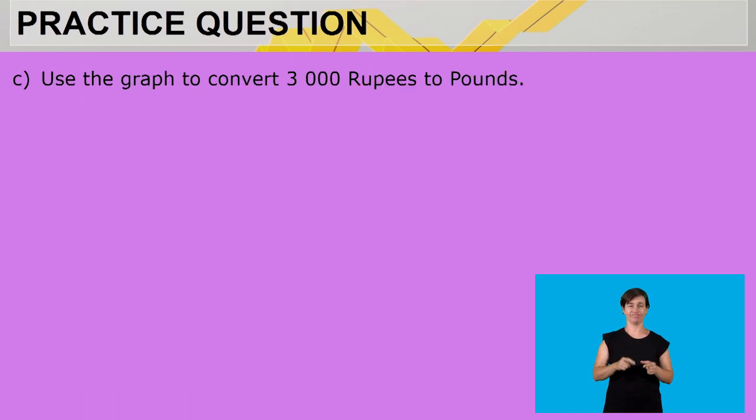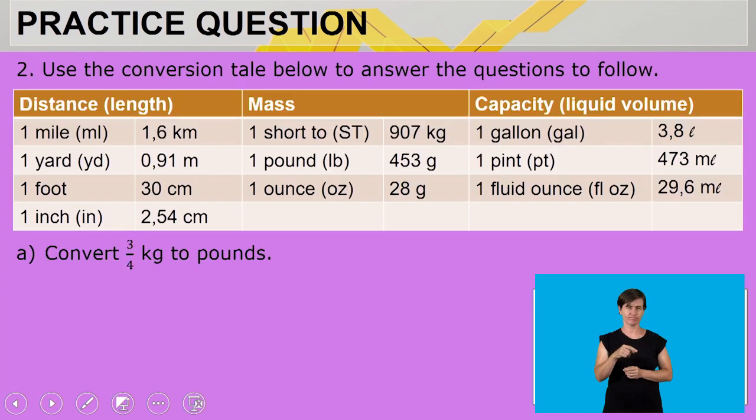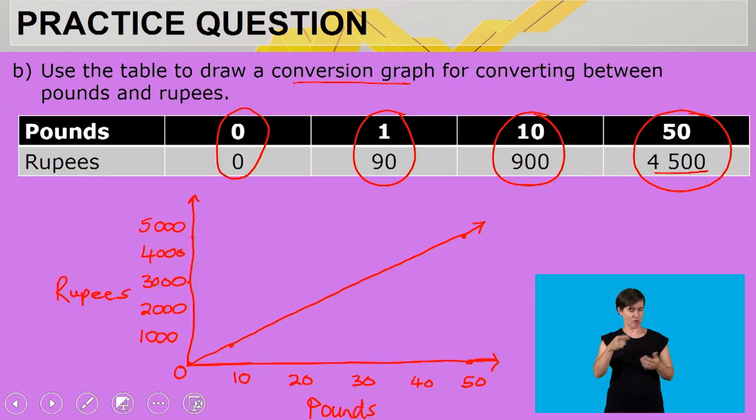Okay guys, let's now look at question number C. So we are saying here, use the graph to convert 3,000 rupees to pounds. So important, we must use the graph to convert 3,000 rupees to pounds. Now let's go to our completed graph. So here we have 3,000 rupees, all right? And we must convert that to pounds.